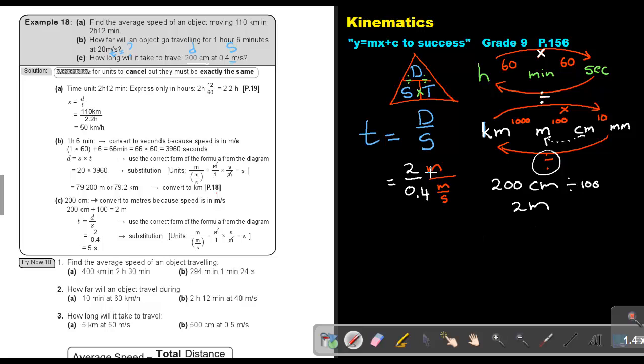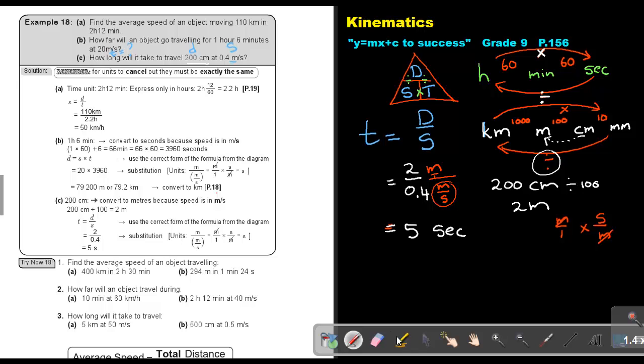So basically make this a fraction, say m over 1, and multiply by the reciprocal of that one. Can you see the units cancel out? And I will have seconds. So if I divide that by 0.4, I will get an answer of 5 seconds. This is a bit more complicated because I have to look at the units in order to cancel out and also to see the final answer.